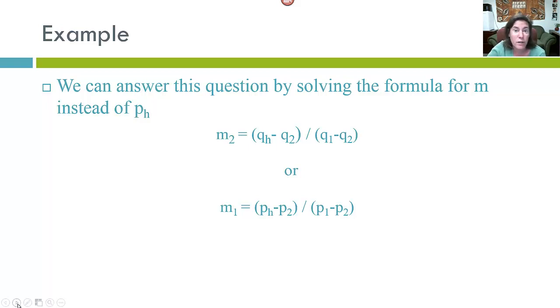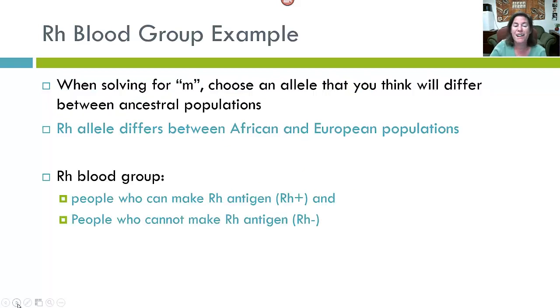These formulas will be available during the exam. You just need to know how to put the data in them. When solving for M, the relative contribution, it's very important to choose an allele for which you think the ancestral populations will differ. One allele that African black and European white populations are known to differ in is the Rh allele.